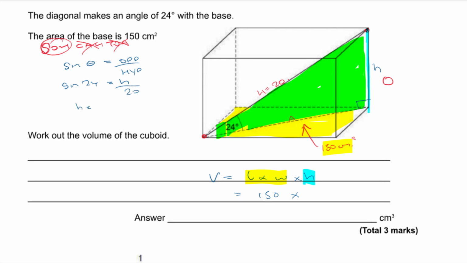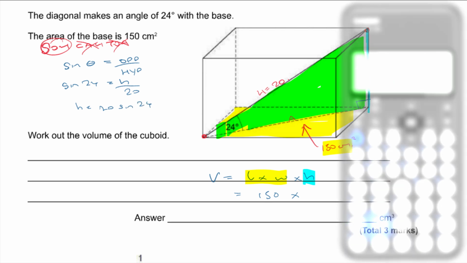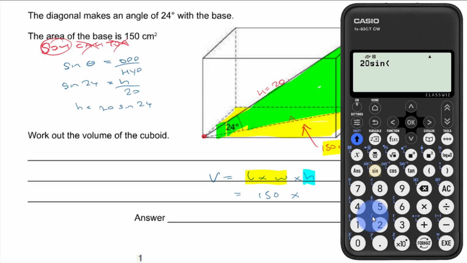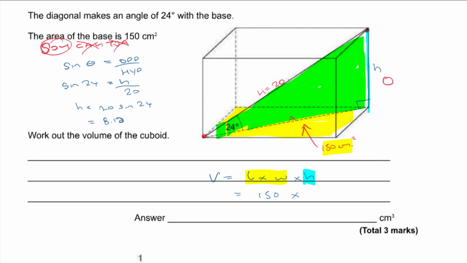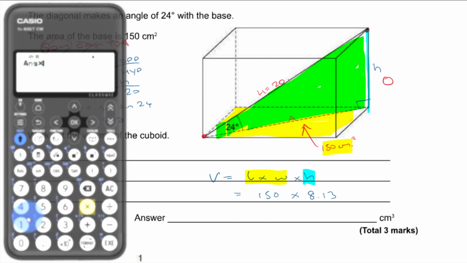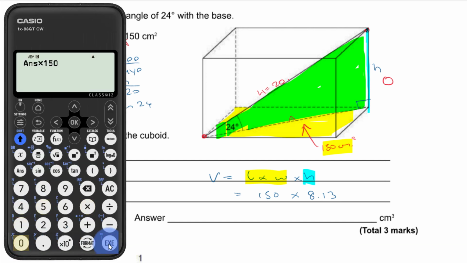Rearranging for the height is equal to 20 sine 24, and tapping that into the calculator, 20 sine 24, that comes out to be 8.13 and change, equals 8.13. Okay, now as per always, I'm going to write down 8.13, but I'm going to retain the full calculator value to retain accuracy for my final answer. So I'm going to take my answer from the last question, I'm going to times it by 150. That's going to give me 1220.2, which I'm just going to round off to 1220.